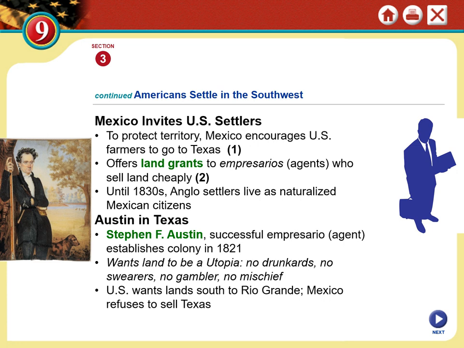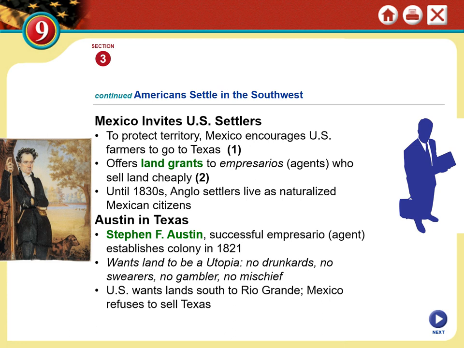Now, the United States government desired more territory. In fact, the United States wanted lands to the south of the Rio Grande, which is currently the border of Texas to the south. The United States offered to buy the territory of Texas from Mexico. And Mexico said, no, we don't want to sell you this land. Now we're going to see what happens when somebody tells the American government, no, you can't have our land.